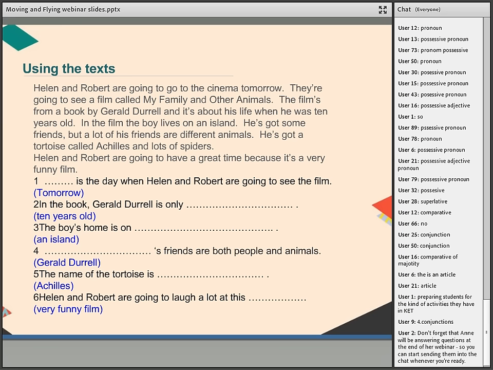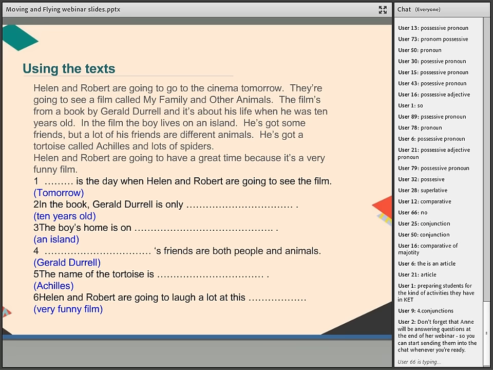Now, let's look at the sentences that I've prepared for this text, because they illustrate the kind of things which are usually tested in part 5 of the Movers and Flyers reading and writing tests. So, sentence 1. Tomorrow is the day when Helen and Robert are going to see the film. Notice where the word tomorrow comes here.